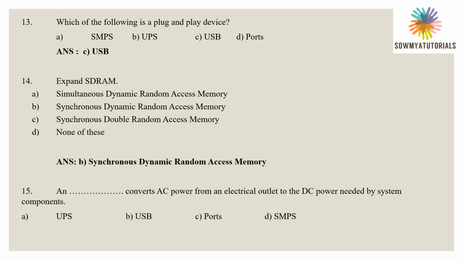Then option D, SMPS. An SMPS converts AC power from an electrical outlet to the DC power needed by the system component. So the correct option is option number D, SMPS. An SMPS converts AC power from an electrical outlet to the DC power needed by the system component. So what does SMPS mean? The expansion of SMPS is switched mode power supply.